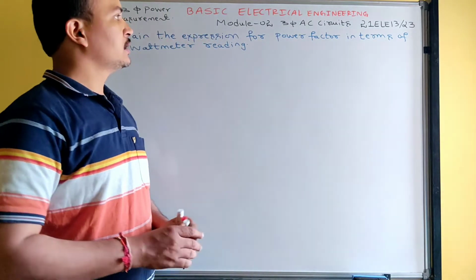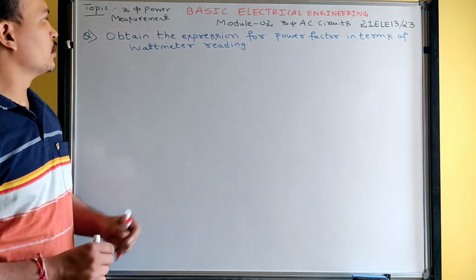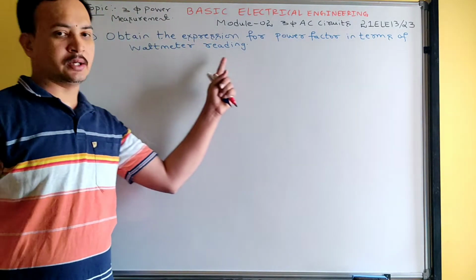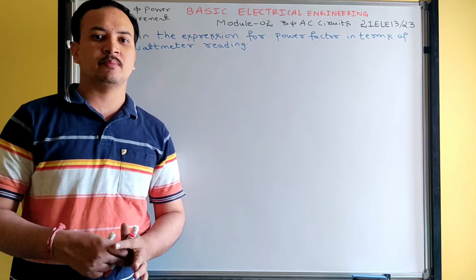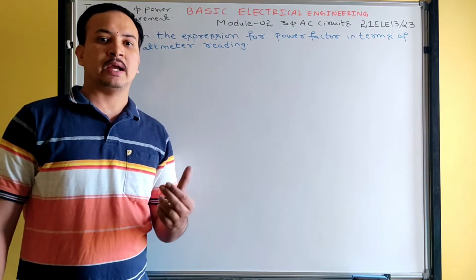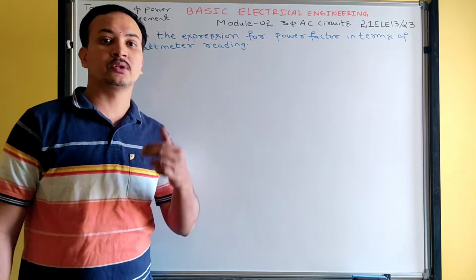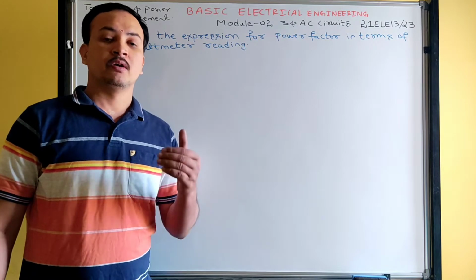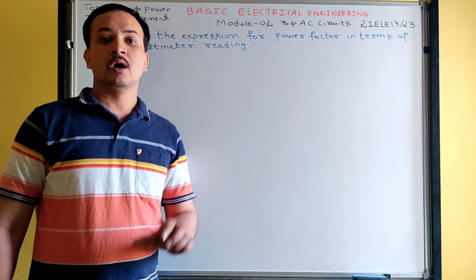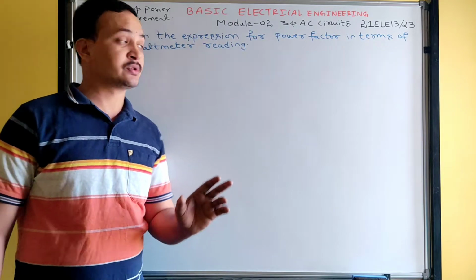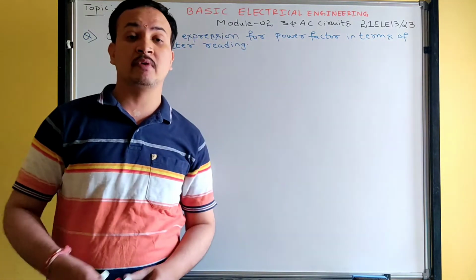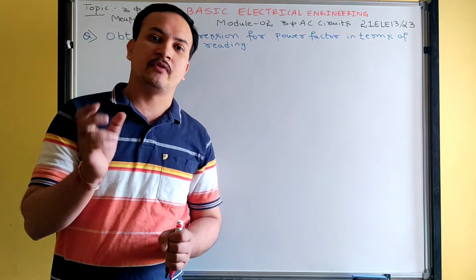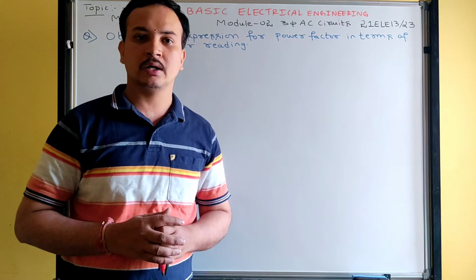So in this lecture, we are studying about obtaining the expression for power factor in terms of wattmeter readings. In the previous lecture, by using the 2 wattmeter method, we calculated the power consumption for both star connected as well as delta connected loads. From that we got to know that whether star connected or delta connected, the power measurement will be the same. By using the 2 wattmeter method, the equation of power we got was root 3 VL IL cos phi. That formula is valid for both star as well as delta connected load.